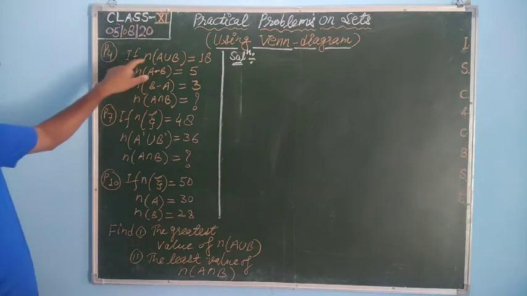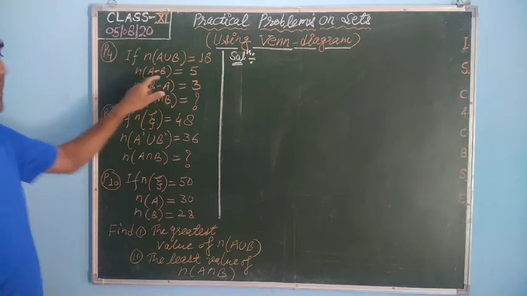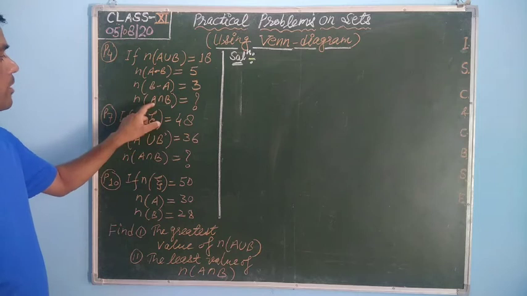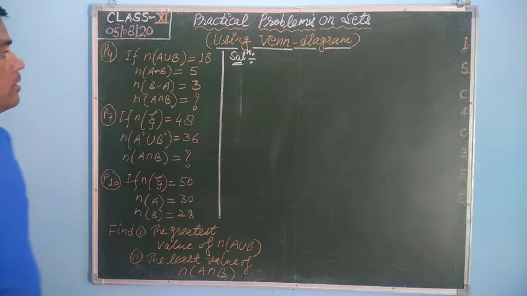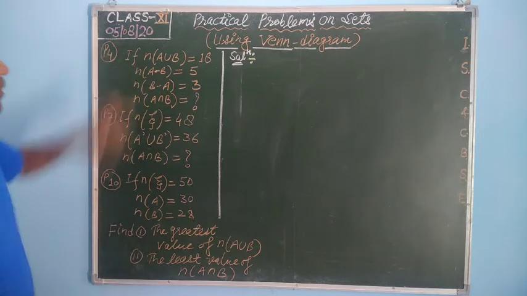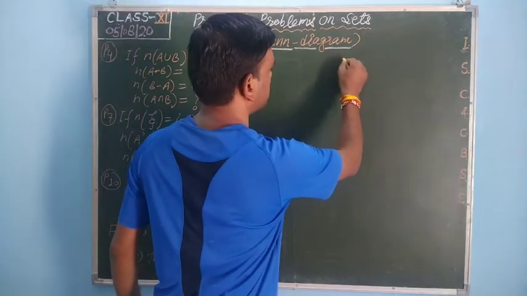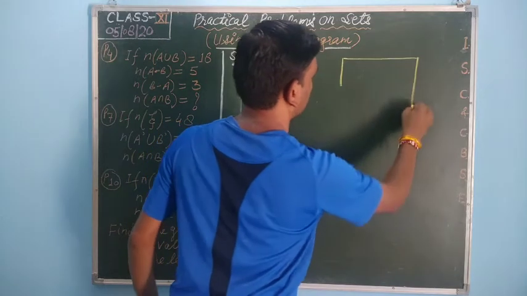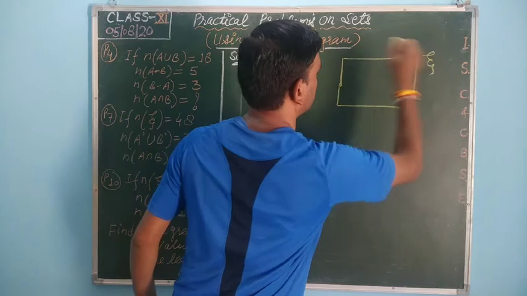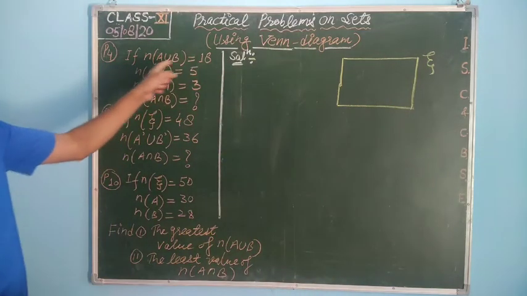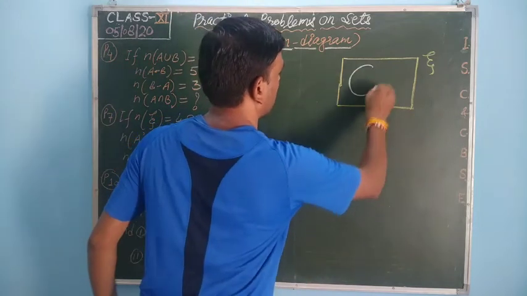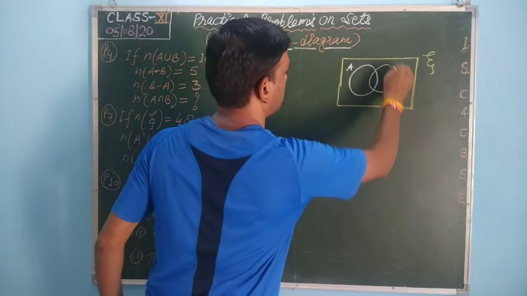What is given there? If n(A union B) is given as 18, n(A minus B) is given as 5, and n(B minus A) is equal to 3, then you have to find n(A intersection B). So students, using a Venn diagram, how will we solve this? First of all, we will draw a Venn diagram, just like this. Suppose this is the universal set. Then two sets are given as A and B. So you can put A here and B here.